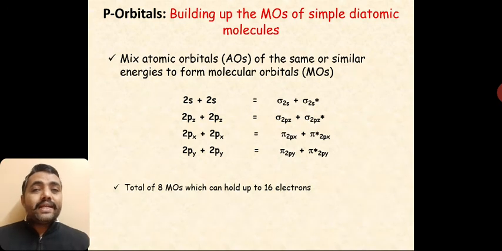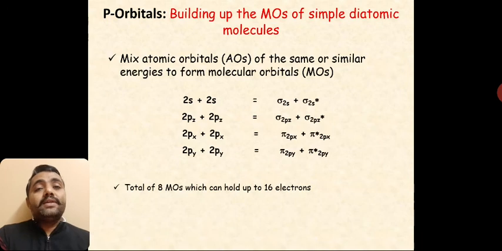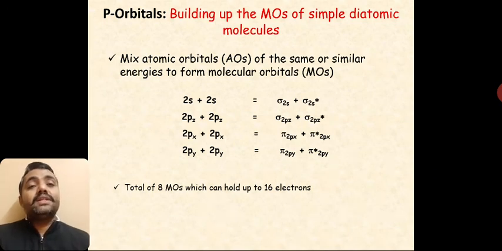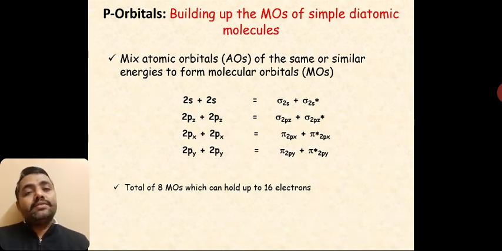In the same way, the py orbital overlaps with the py to form pi 2py plus pi star 2py: positive overlap gives pi 2py and negative overlap gives pi star 2py. This is very important. On the left side you take the atomic orbitals, on the right side the molecular orbitals. A total of 8 molecular orbitals can hold a maximum of 16 electrons, since each orbital holds 2 electrons: 2 times 8 is 16.